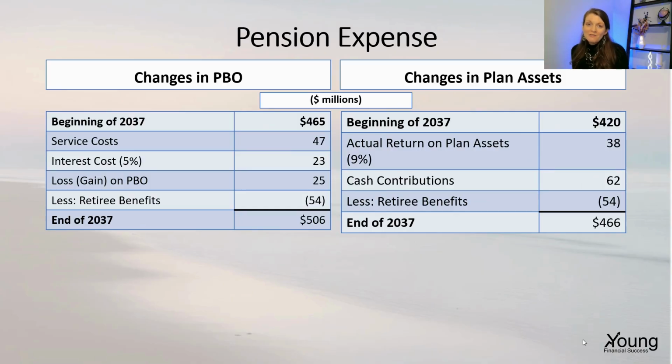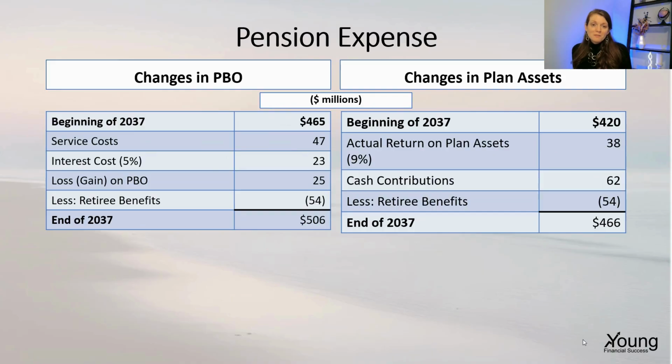We paid out $54 million to the retirees. That's going to decrease our obligation because we have another year done for those who have already retired. So that brings our projected benefit obligation at the end of 2037 to $506 million.